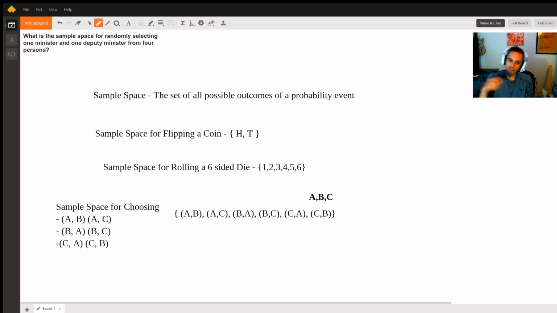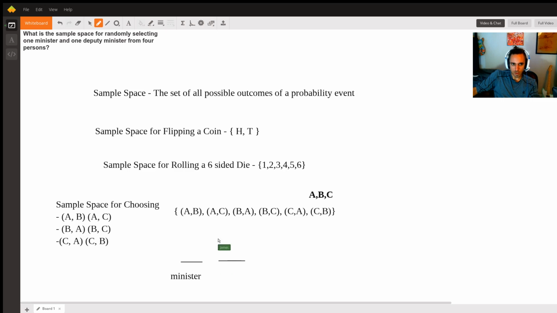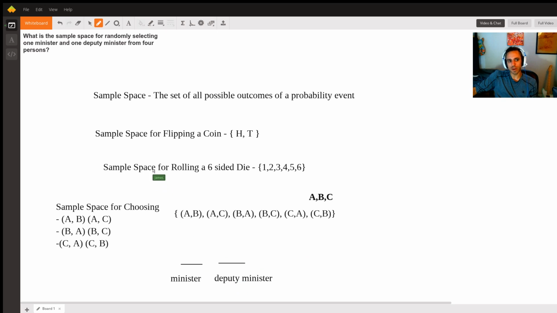Basically, all you need to do is, okay, I have 2 slots. I like to make slots when I'm doing probability problems. Slot 1 will say, okay, this is the minister. And we'll say this is the deputy minister in slot 2. Cool. And what you want to do is just fill in the slots with all the different combinations of people you could have in your set of 4 people. I would recommend calling them A, B, C, and D.